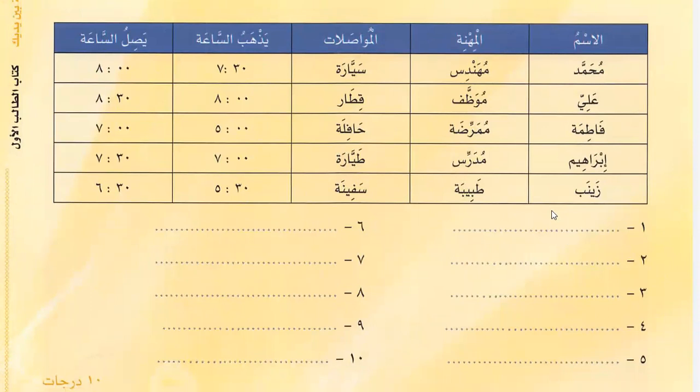Muhammad Muhandisun. Next sentence. Muhammad yazhabu ilal amali bis sayarati. Okay, now two sentences about Ali. Ali muazifun. Next. Yazhabu bil kitari. Okay, Ali, Yazhabu bil kitari. In this way, you write two sentences about all these persons.